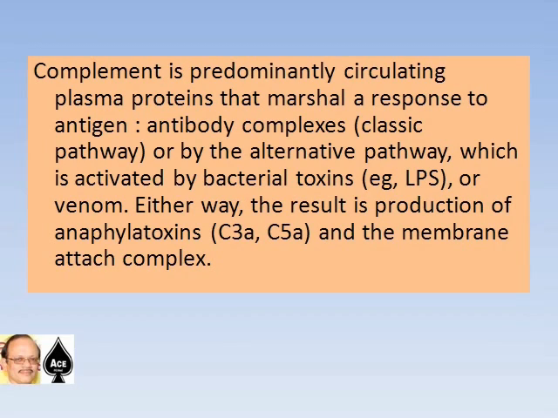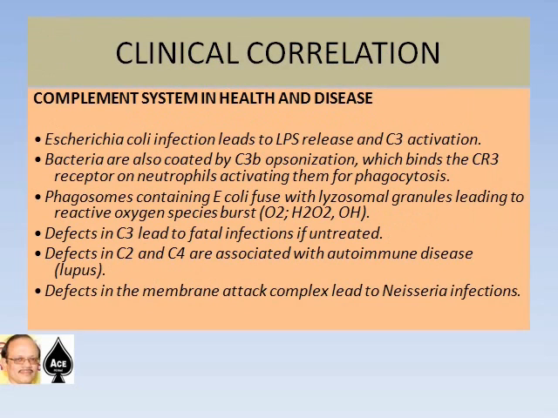Complement is predominantly circulating plasma proteins that marshal a response to antigen-antibody complex, the classic pathway, or the alternate pathway, which is activated by bacterial toxins like LPS, which I told you before, or venom. Either way, the result is production of anaphylatoxins C3a and C5a and the membrane attack complex.